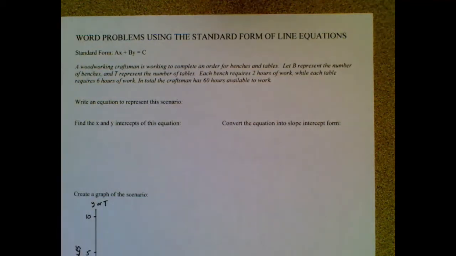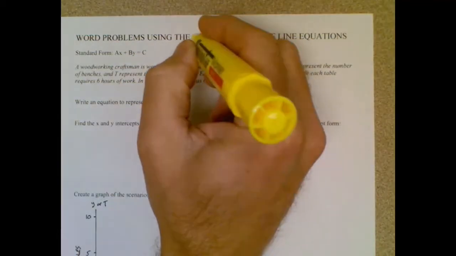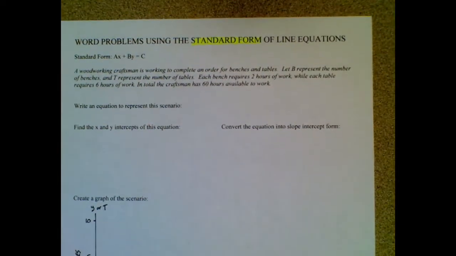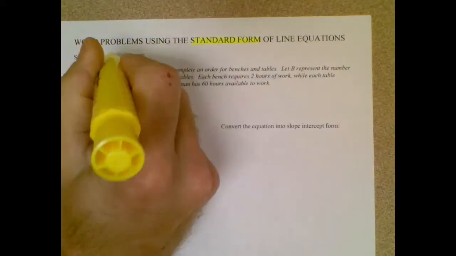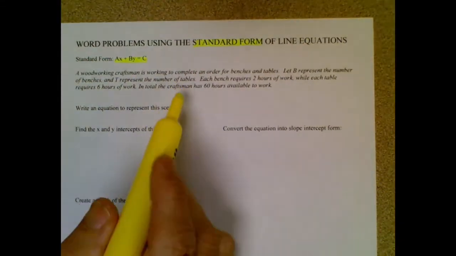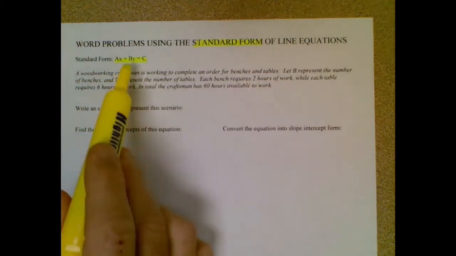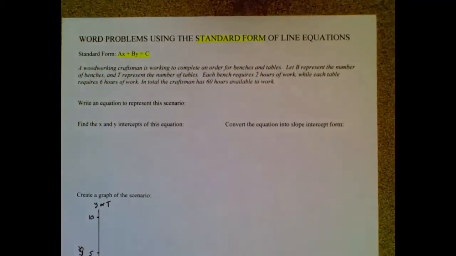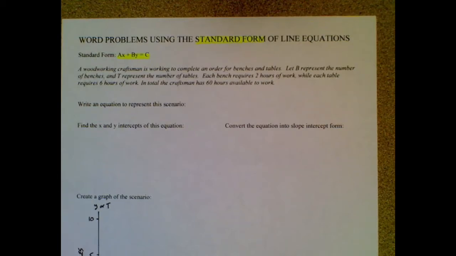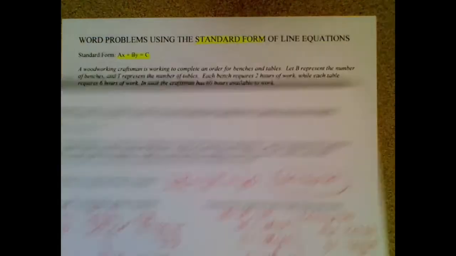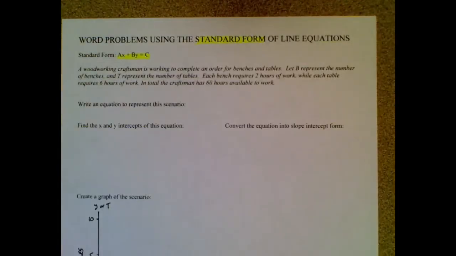We're going to take a look at word problems that result from a standard form style equation of a line. And you remember standard form is ax plus by equals c. So these are scenarios where when you write the equation to represent the scenario, it's going to turn out to be in that form. This blank sheet is available for you on the lesson plans, as well as the completed sheet. It would be very smart for you to have access to this as we go through the video.